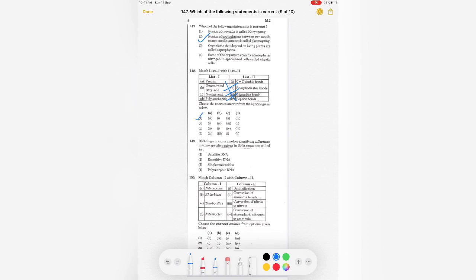DNA fingerprinting involves identifying differences in some specific regions in the DNA sequence. These sequences are called repetitive DNA. The correct answer is option 2. That is a direct question.